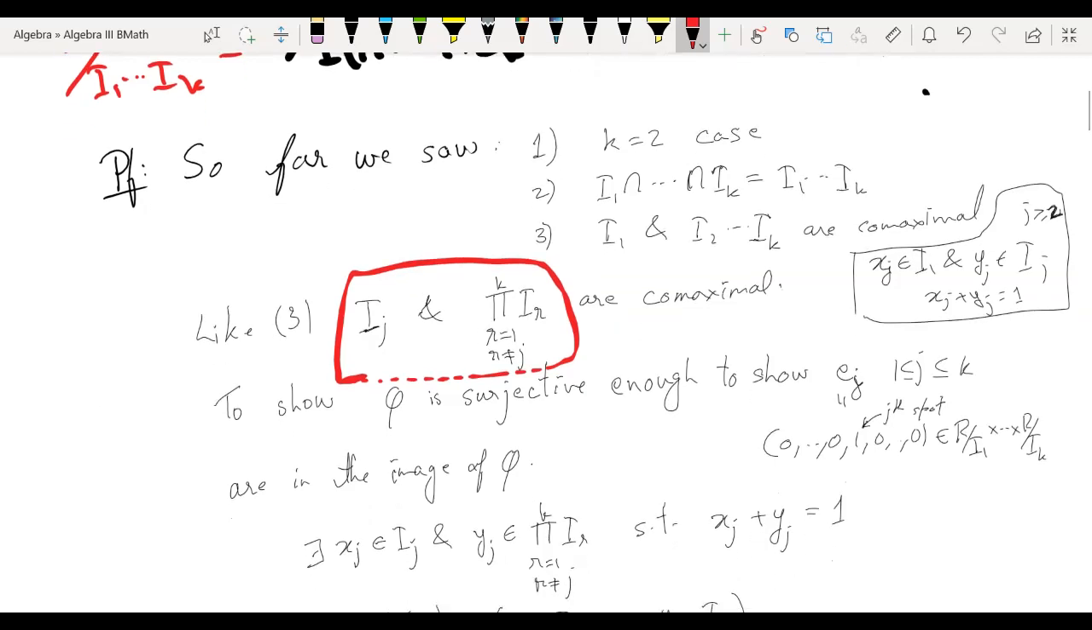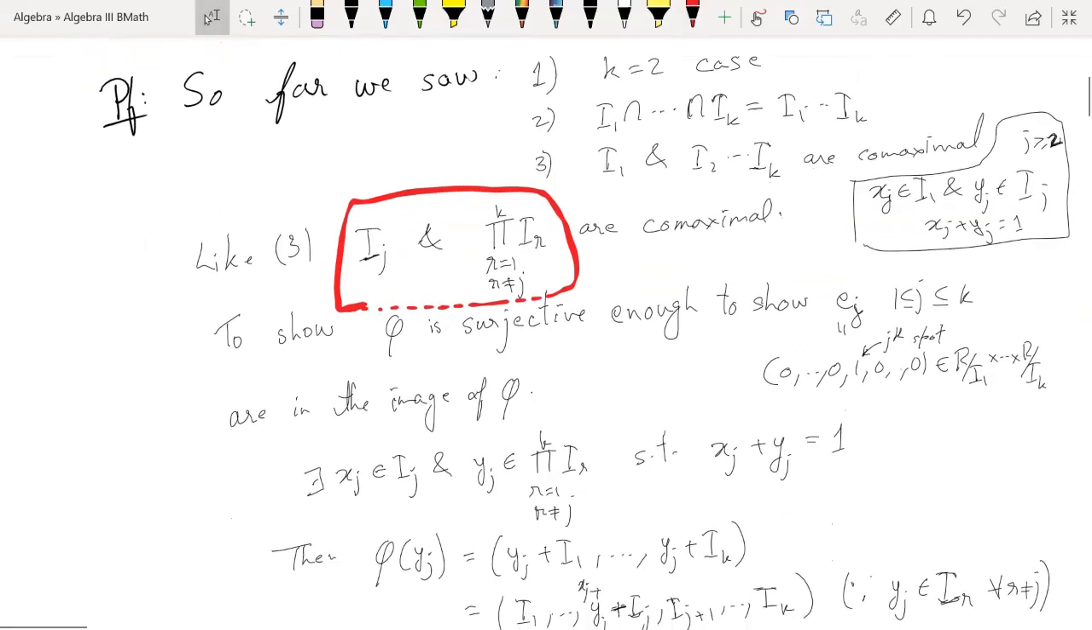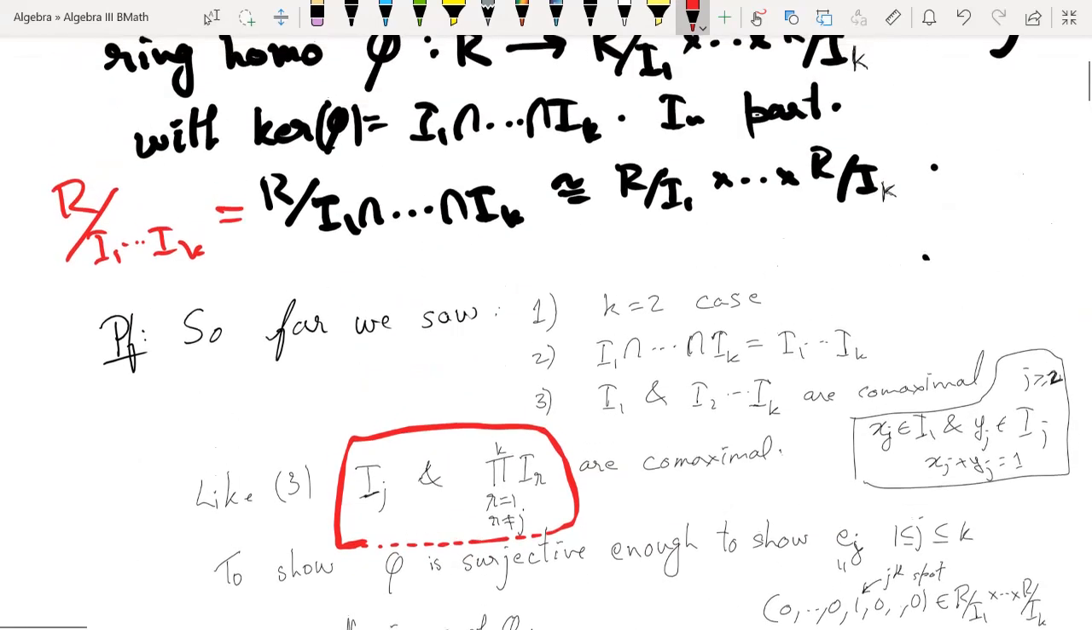Here, yj will map to ej. So you look at the image of yj. What happens to yj? Phi of yj is yj plus I1 up to yj plus Ik. That is the definition.